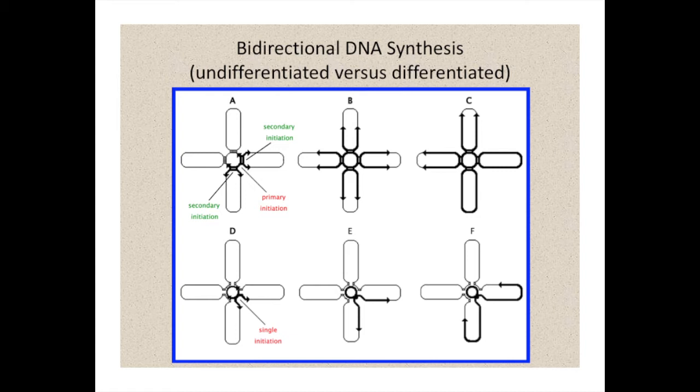But as cells start to differentiate, you start losing some of those double origins of replication, like occurs in D, and the ability to replicate starts to slow down because of the lack of these double origins.